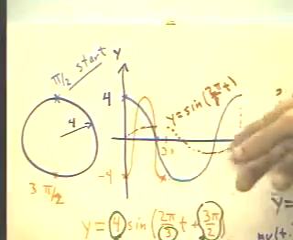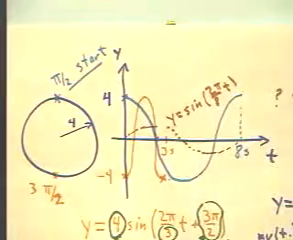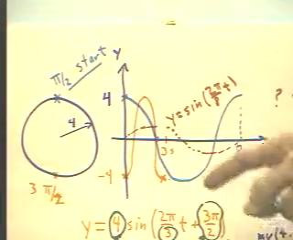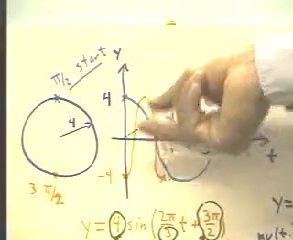It has the right period, but we need to shift the graph over so that its peak occurs at the initial time at t equals 0. And we also need to stretch it out so that it has an amplitude of 4 rather than an amplitude of 1.